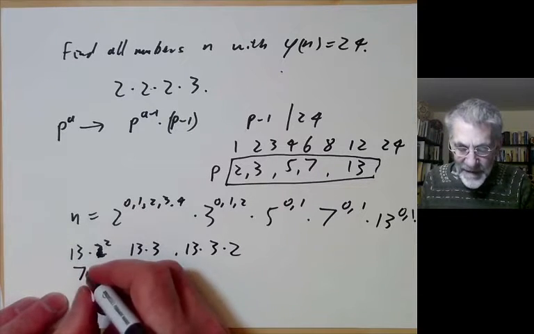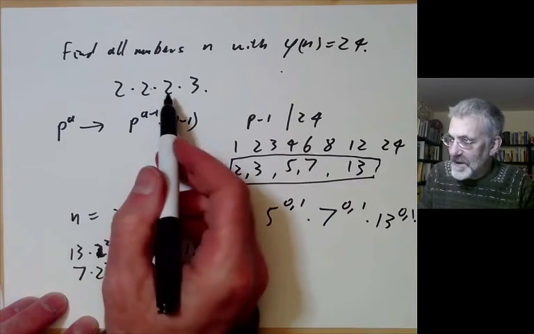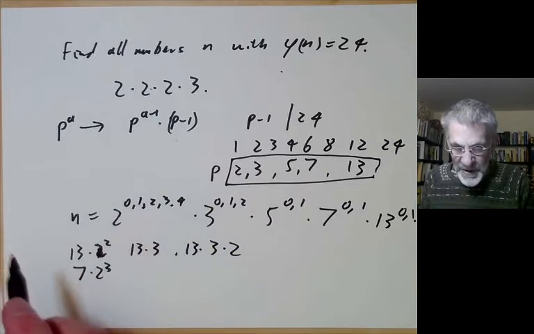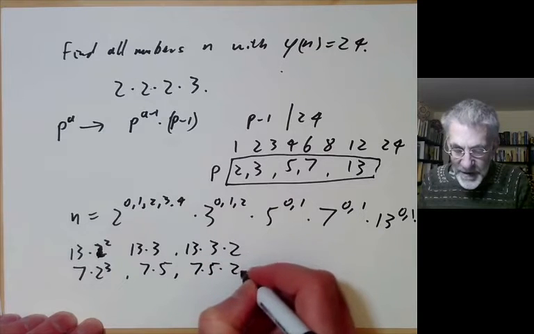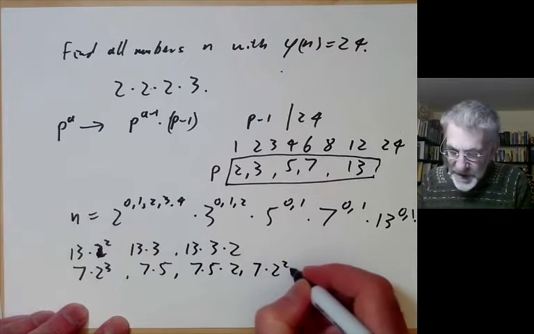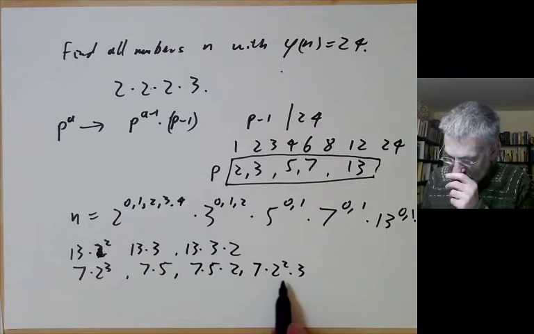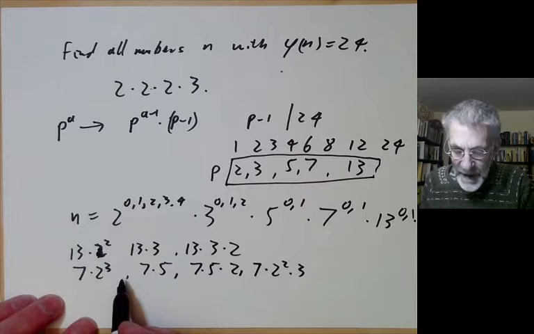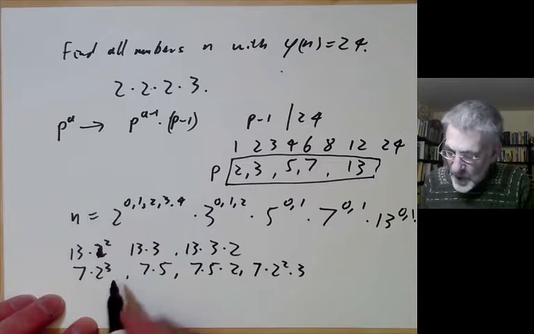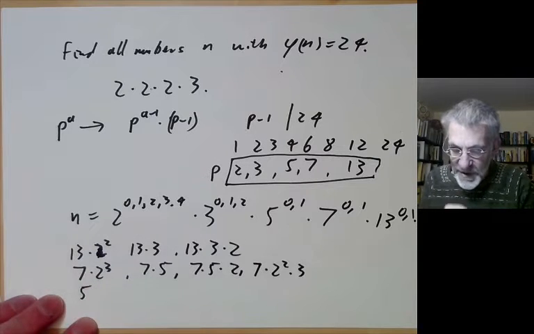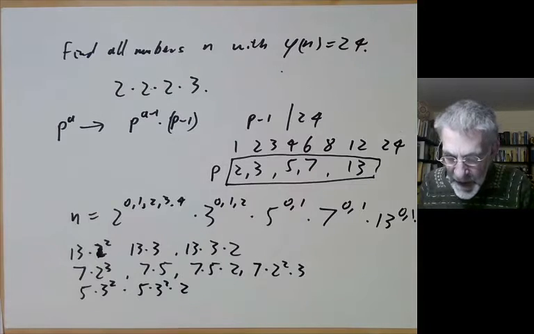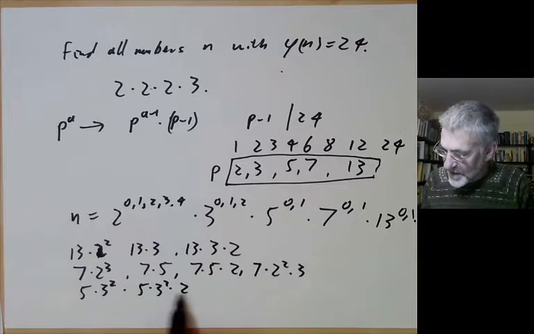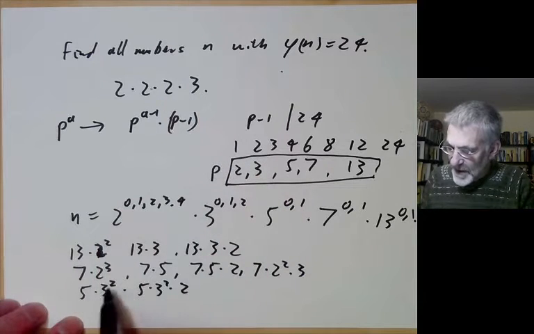Then we go through all the ways using 7, and we get 7. Well, if we've got a 7, we used up a 2 and a 3, so we've got to somehow use up 2 more 2s, and we can do that by having a 2 cubed, or a 5, or a 5 and a 2, or a 2 squared and a 3. And I think that's about all the ways I can think of using up 7. Or we could have a 5, and if we have a 5, that uses up 2 2s, so we've now got to get rid of a 3 and a 2, and we can get it by having 5 times 3 squared, or 5 times 3 squared times 2. I can't think of any other ways of using up the 2 and the 3.